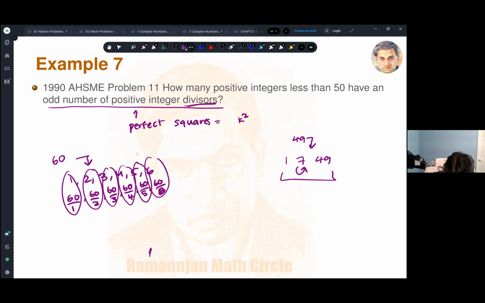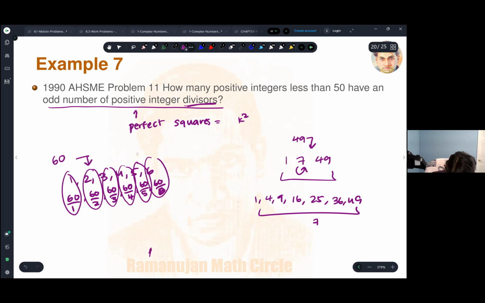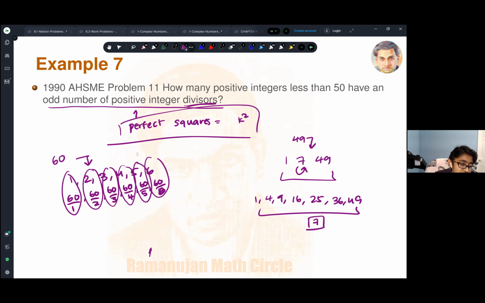So using this idea, all this question is asking is the number of perfect squares below 50. And again, positive integers, so you don't count 0. So it's 1, 4, 9, 16, 25, 36, and 49. So that's 7 of them. So that's our answer. So here, the key was to notice that the question is equivalent to asking how many perfect squares are less than 50.